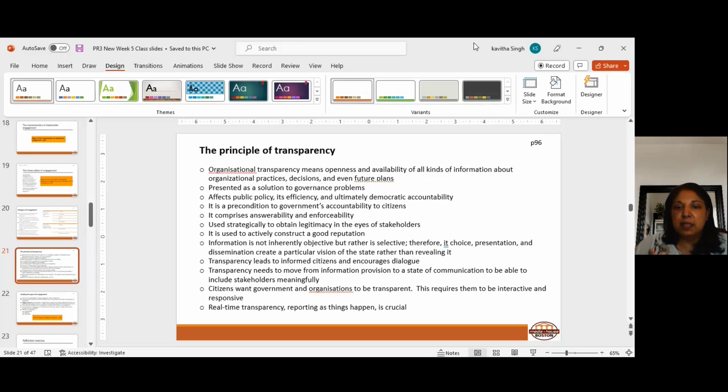Transparency leads to informed citizens and encourages dialogue. Transparency needs to move from information provision to a state of communication to be able to include stakeholders meaningfully. Citizens want government and organizations to be transparent. This requires them to be interactive and responsive. Real-time transparency reporting, as things happen, is crucial. Now, it is very important for any organization, company, or any part of the government.